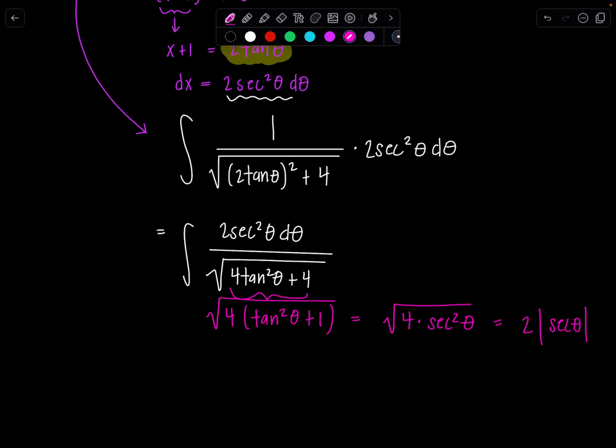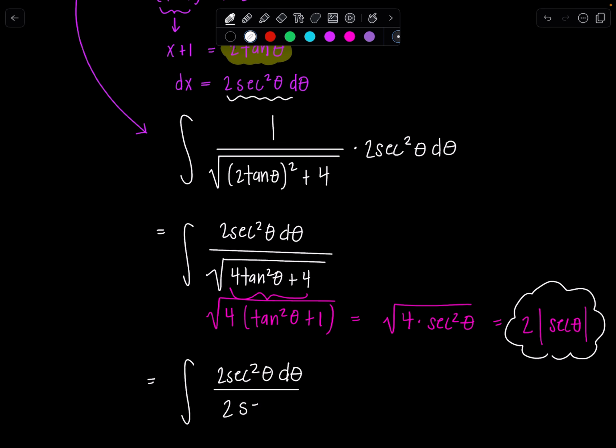And you don't have to fuss too much with the absolute value. When we do trig sub, we restrict the values of theta so that we don't have to worry about splitting up our integral or keeping the absolute value. So you can drop them. But I just want to make it clear that we're not dropping them out of carelessness. We're dropping them by design. Okay, so enough said. We have now 2 secant squared theta d theta over, and then how did my denominator simplify? Right here. I'm just going to write 2 secant theta though, okay?